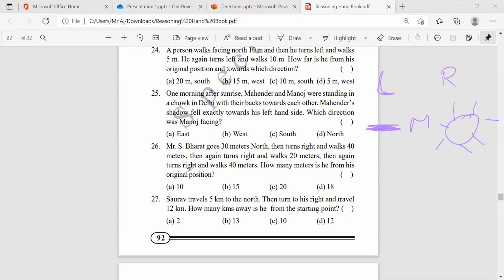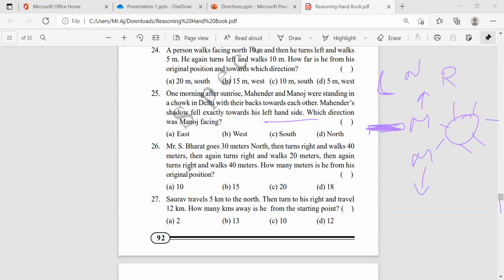Mahindra's shadow is exactly on the left side. So Mahindra is here and Manoj is here. But they are not facing each other, they are facing their backs to each other. So he is facing like this and he is facing like this. So Mahindra is facing north. Then only his shadow will be on the left side of Mahindra, exactly towards his left hand side.